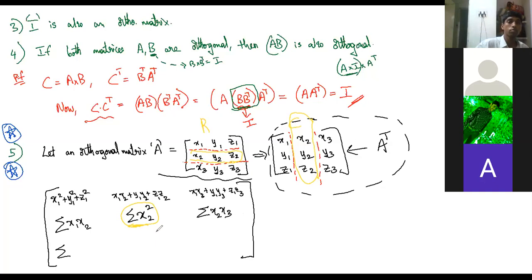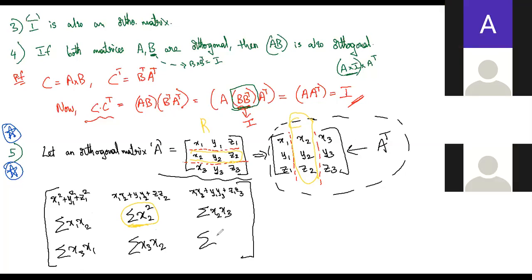Next, x3 x1 plus y3 y1 plus z1 z3. Done. Next, then x3 x2 plus y3 y2 plus z3 z2. Okay. Last element: x3 square plus y3 square plus z3 square.